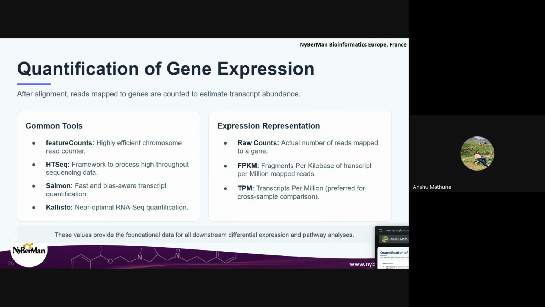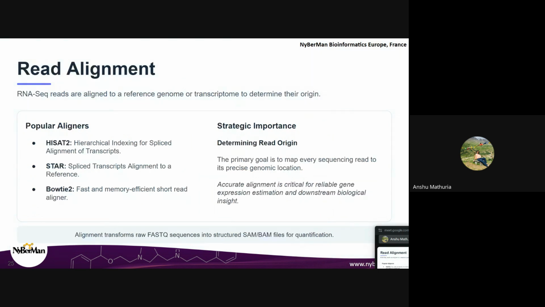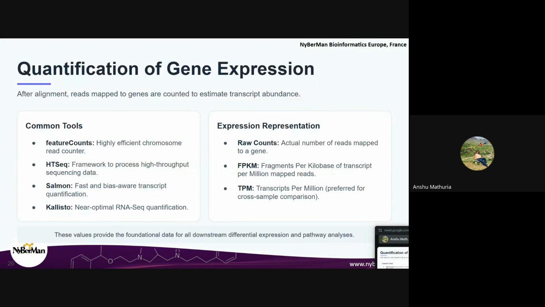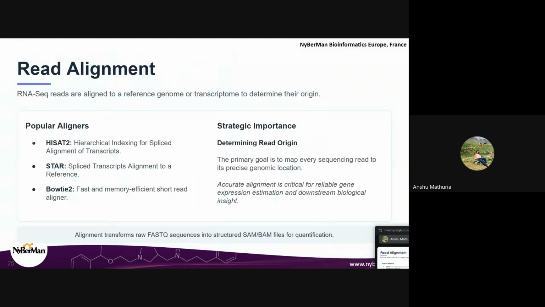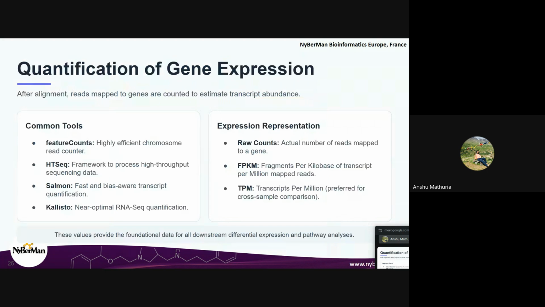After the alignment, you will get the alignment files. In those alignment files, we will do the quantification of expression. So first, what is quantification? You got the reads and did the alignment. Now you need to see which sample it is and how many reads are aligning to that particular sample. So you will have a count table, with number of samples and number of reads. That is called a count table.